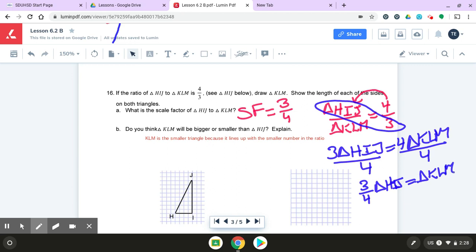So I look at my sides before. This was a 4, so now it's going to turn into a 3. So I'm mapping over 3. This was a 1, 2, 3, 4, 5, 6, 7, 8. 8 times 3/4, well, that is 6. So I'm going up 6.